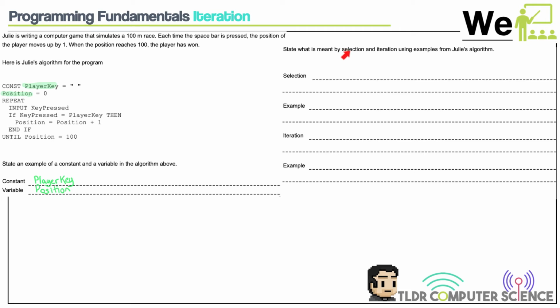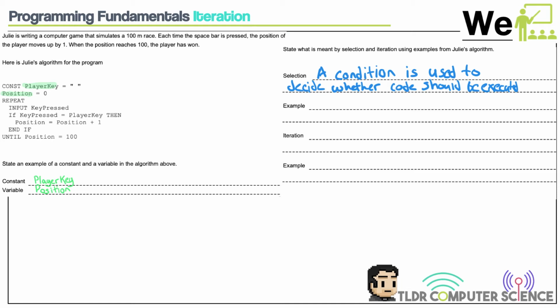Moving on, it says state what is meant by selection. So what do we define selection as actually meaning? We've discussed that a lot, but maybe we haven't got a good definition for us to work on. And iteration, and using examples from Julia's algorithm. So we need a good definition of selection, and I'm going to write one here for you to learn. Our definition here is a condition is used to decide whether code should be executed. Sometimes this can also be referred to as branching, so dependent on what is in the if statement.